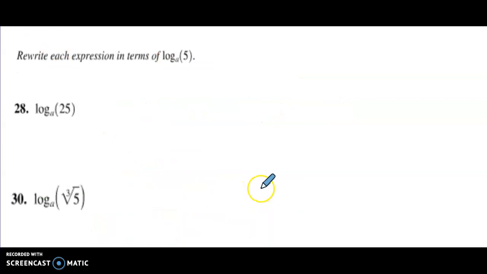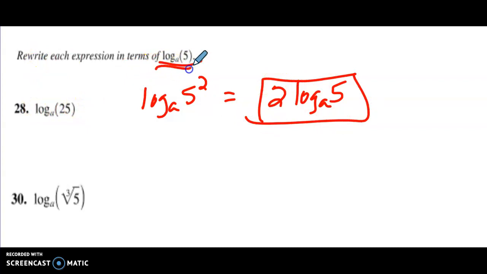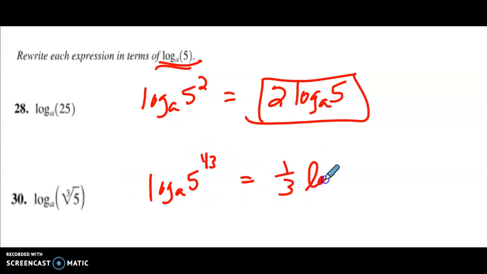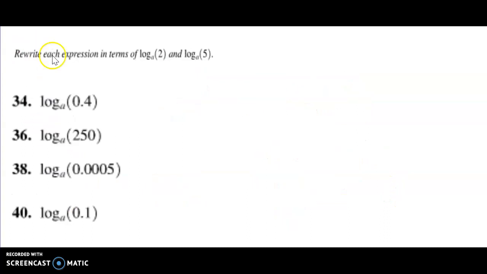Okay, rewrite this expression in terms of the log base a of 5. Well, 25 is 5 squared. So I can write this as 2 times the log base a of 5. I just rewrote this expression in terms of the log base a of 5. This is the log base a of 5 to the 1/3. So that's 1/3 log base a of 5. Okay, these are even questions out of the book.